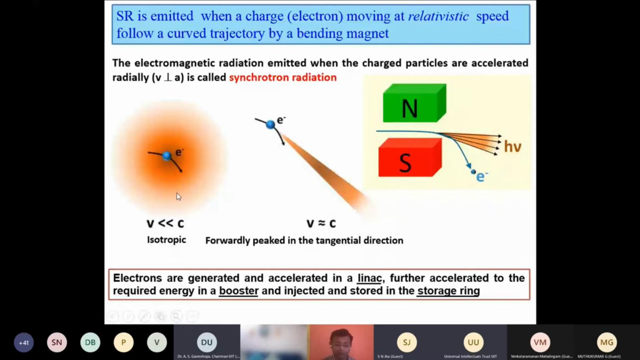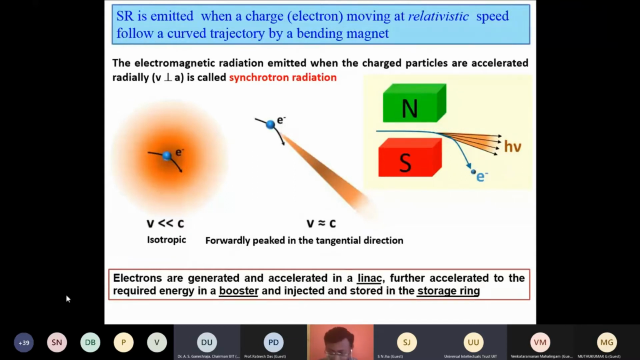But the moment we increase the velocity of this charged particle to almost equal to c, but less than c, the isotropic radiation peaks in a forward cone, like the light of a scooter coming like a searchlight. This relativistic phenomenon gives unique properties to this wonderful source. So basically, how is it generated?